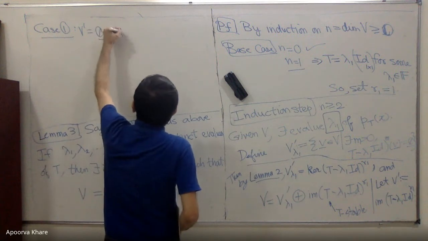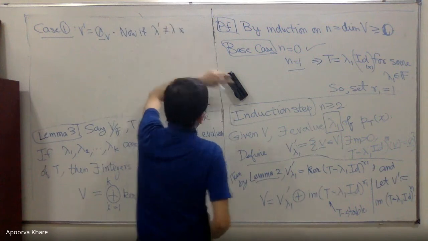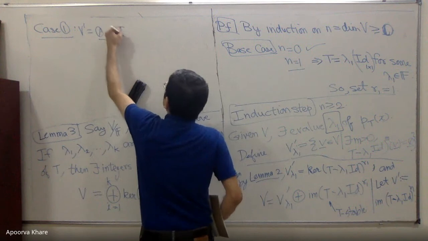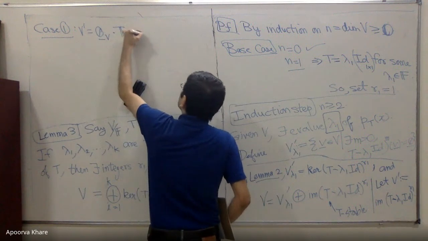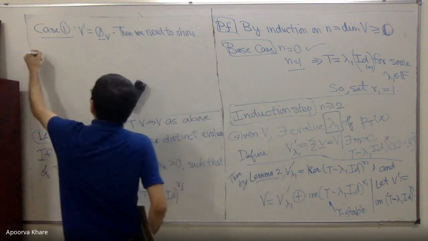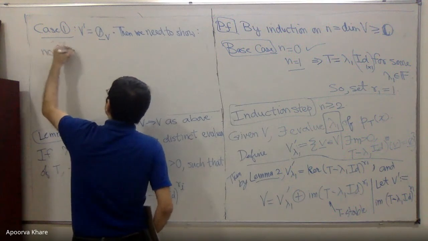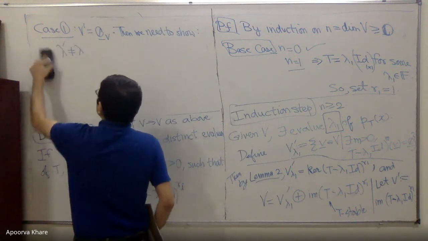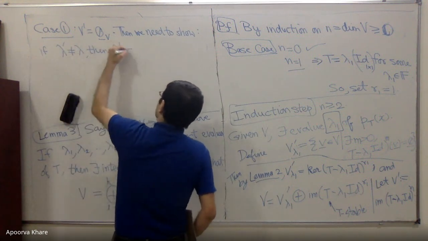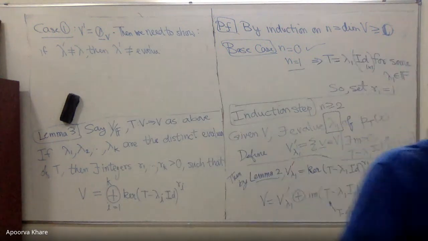Okay. So we claim that if lambda prime not equal to lambda, then lambda prime is not an eigenvalue. Okay, so that remains to show. That is what we need to show.